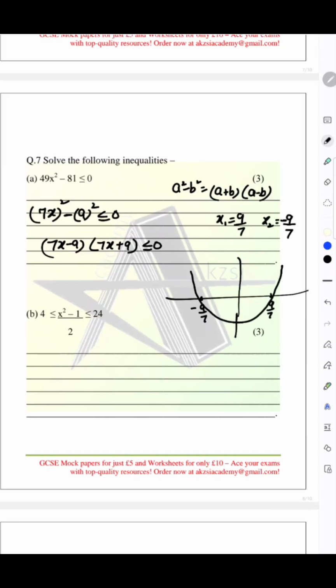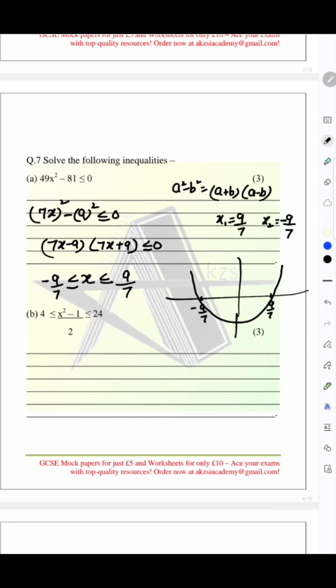We are looking for negative values only because it's less than or equal to 0. That means this region only, which means x is clearly in between. So x should be greater than or equal to -9/7 but less than or equal to +9/7.